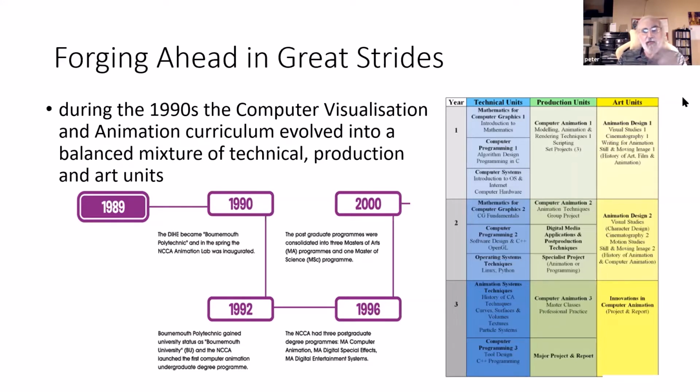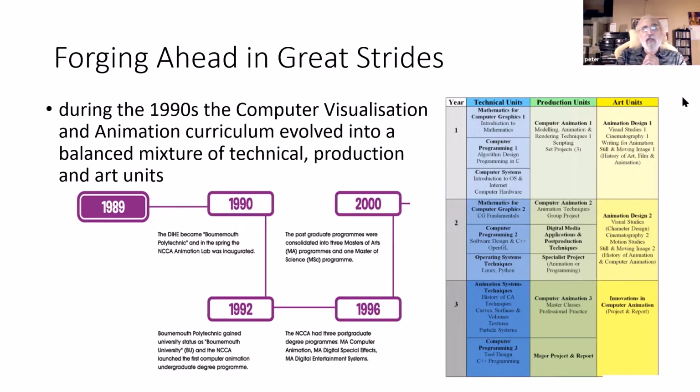The input requirement for this course was that a student had an A level in a creative subject like art, a technical A level, so that could be maths or computing or physics, something technical, to show that they have some ability with mathematics. And their third A level could be anything.